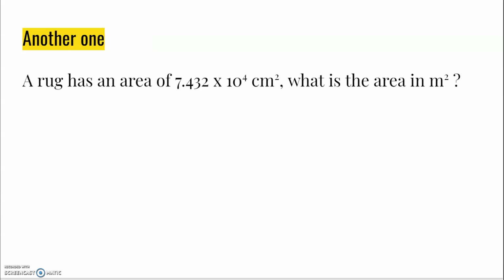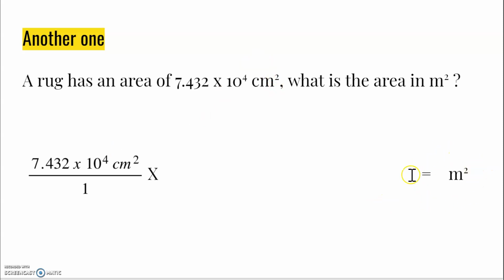So let's take a look at another example so you kind of get the habit of doing this. Let's say a rug has an area of 7.432 times 10 to the 4th centimeters squared. But I want to know what is the area in meters squared instead of centimeters squared. So I do this as I've done before. What am I looking for? Step 1, meters squared. What am I given? 7.432 times 10 to the 4th centimeters squared, and I'm going to put that over 1.